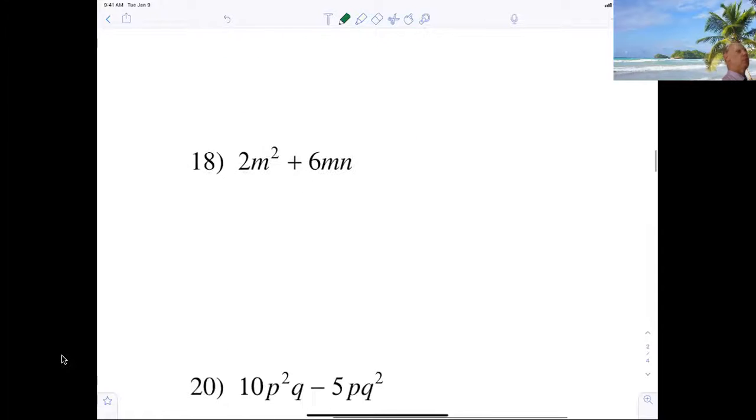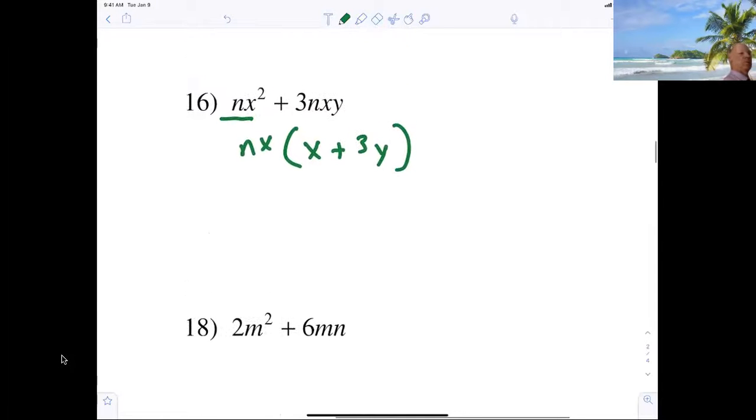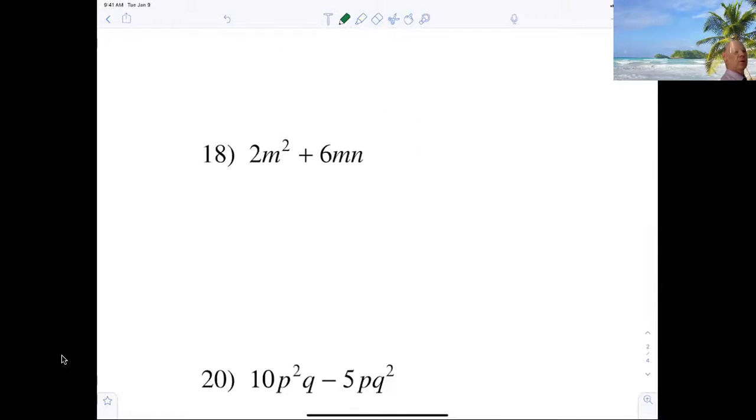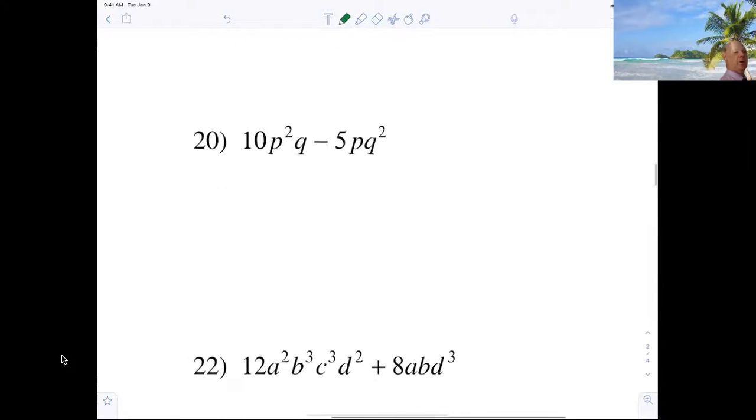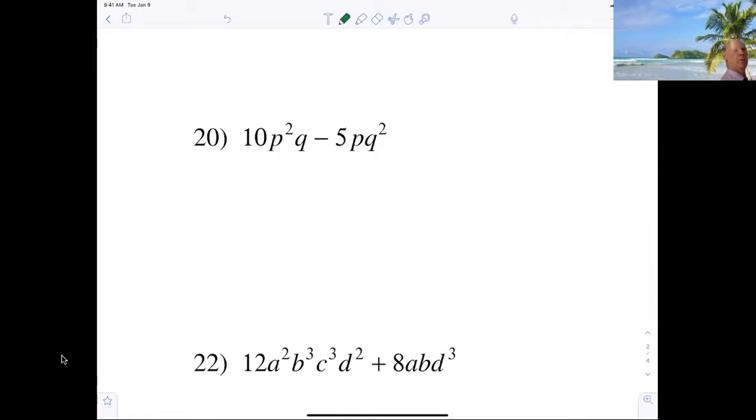Beautiful. Good. You just usually write in alphabetical order. It's not wrong. Go over here. Come on, Hunter, we're trying to get through this. 2m parentheses, m plus 2n. Next. Come on, quick as we can.